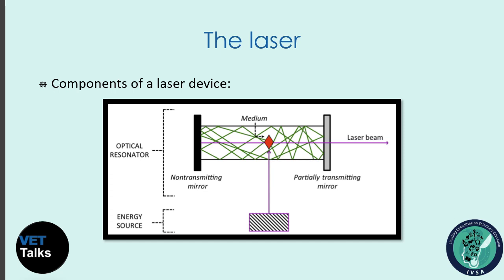The second component is the optical resonator, which consists of a tube with a medium inside of it, enclosed by two mirrors at each side, as you can see in the image. One of them is opaque and the other one is partially opaque, so the light can go through it, which means it is also partially transmissible.